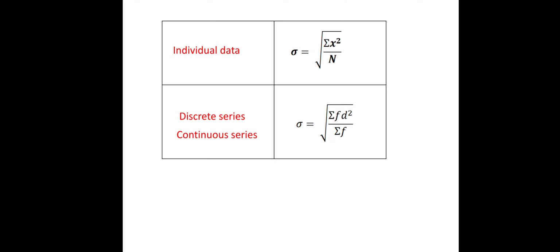Next we'll check out a few problems and see how we can apply these formulas for the calculation of standard deviation. The first problem is like this: calculate the standard deviation of the following data, that is 12, 15, 18, 10, 14, 21, 14 and 16. This is the data given, and as you can see from the question itself, it is a question of individual data. So individual data means we'll use this formula.